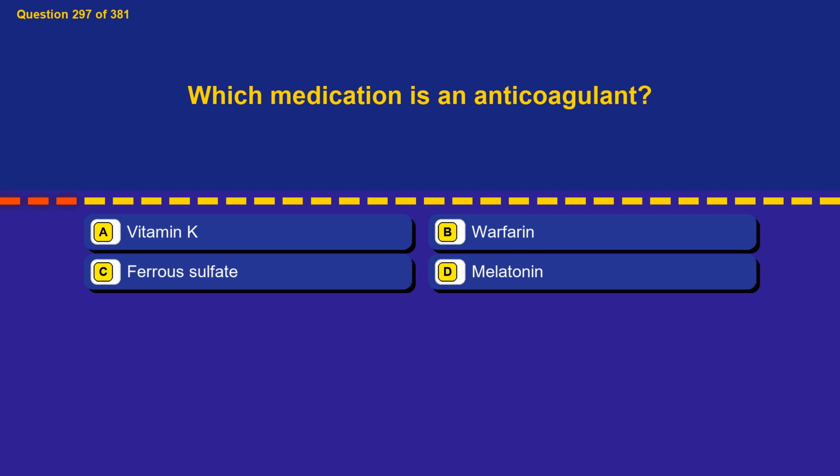Question 297. Which medication is an anticoagulant? Option A, vitamin K. Option B, warfarin. Option C, ferrous sulfate. Option D, melatonin.